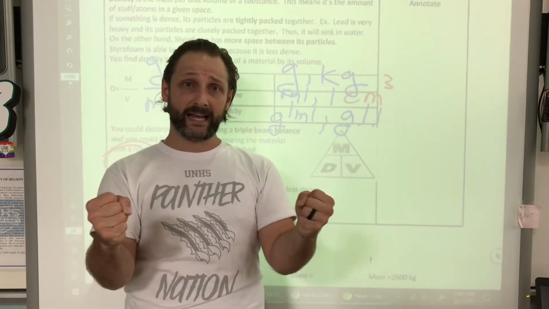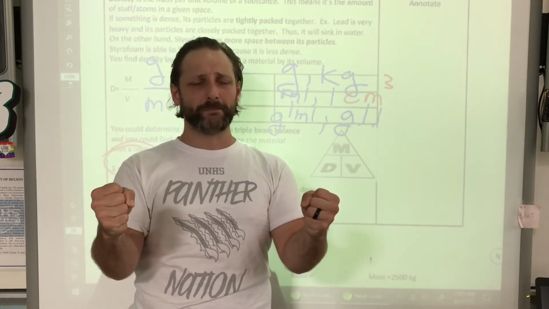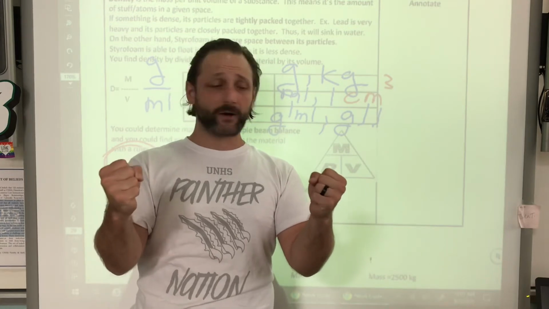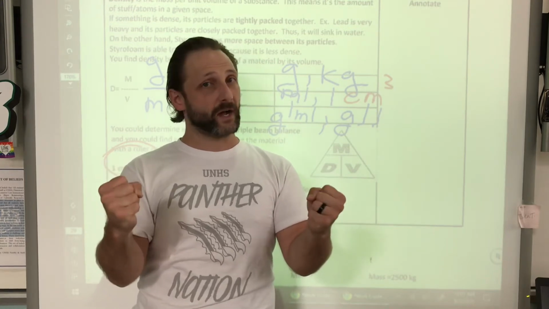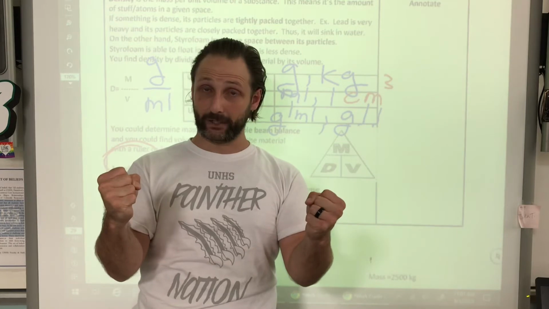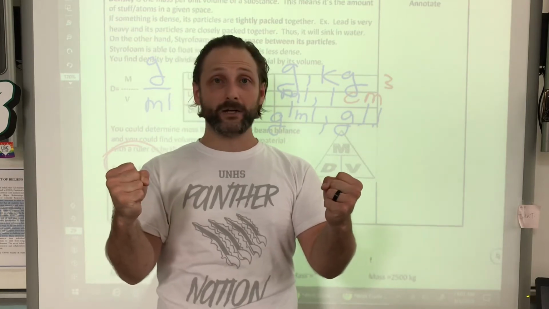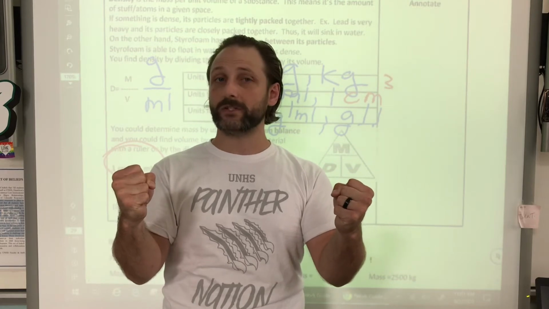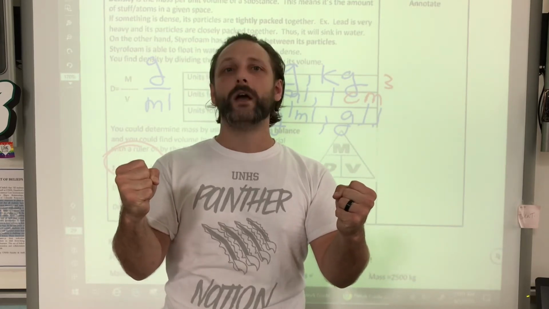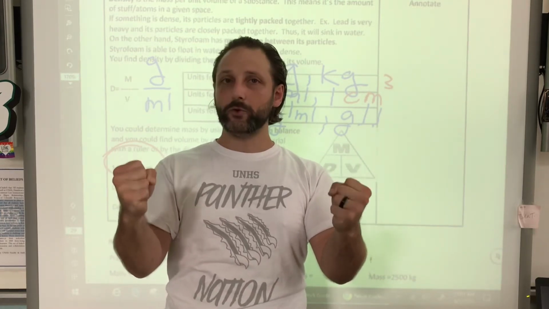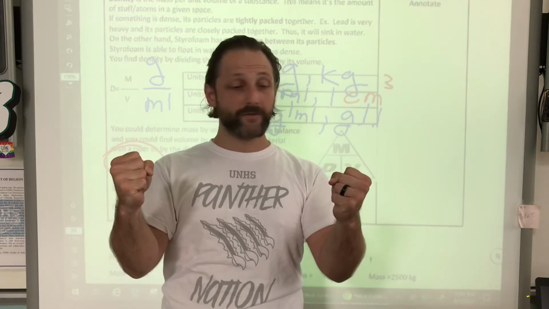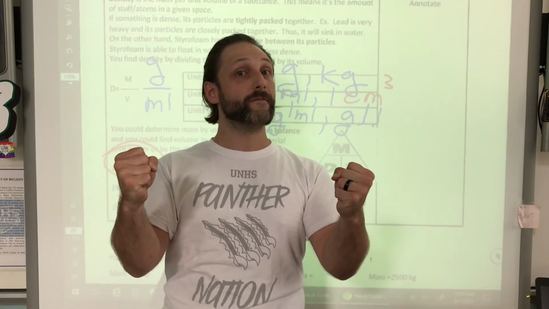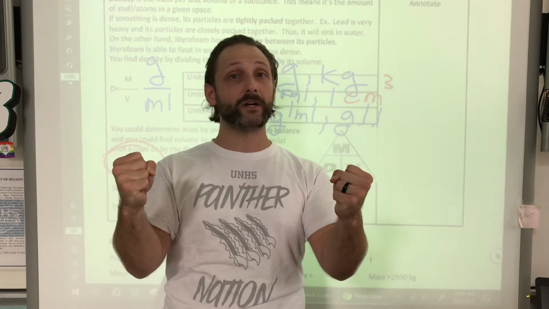If you have your hands about shoulder width apart, let's pretend each one of our fists represents stuff, aka matter. And between that matter, there is a distance. That distance represents our space or the volume. So right now we have two fists inside of our distance or volume between them, and this is our density.